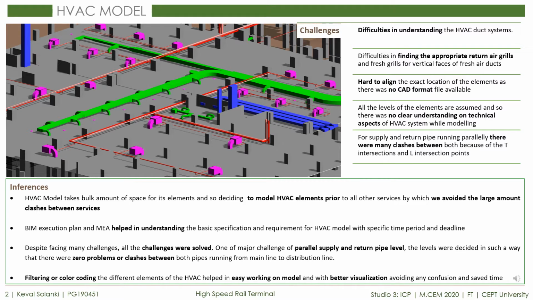Coming to the challenges, one of the major challenges was to place the parallel pipes in such a way that there are no clashes between the two pipes at every intersection. To solve this problem, various trial and error were done at different levels of both the pipes at the very initial stage of the distribution line, and then narrowing it down to that level where there were zero clashes between both the pipes. So, despite facing all the above challenges, at the end of the day, all the challenges were sorted out.